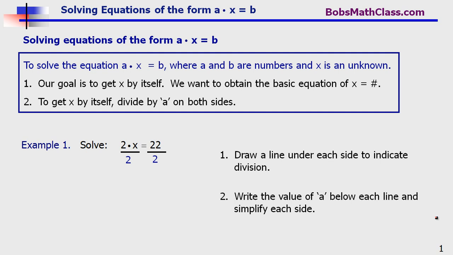Okay, now we're going to simplify. Now what's 2 divided by 2? Well, anytime you have the same number over itself, it's equal to 1. And then 22 divided by 2, that's equal to 11. So we have 1 times x equals 11. And then 1 times x is x.